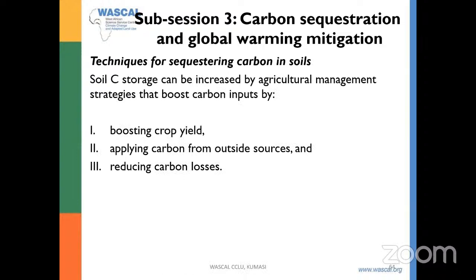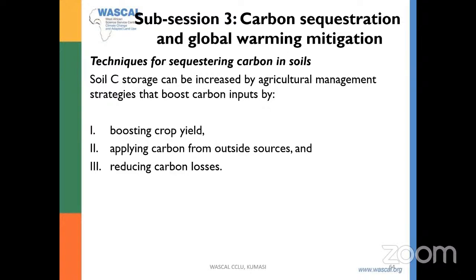And what are some of the techniques for sequestering carbon in the soil? Soil carbon storage can be influenced by the management practices of farmers. If, for instance, we boost carbon in the soil, it will help boost crop yield, and also applying carbon from outside sources will help reduce carbon losses.